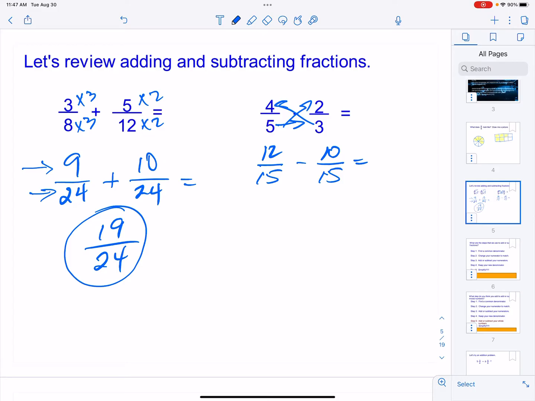So now, we look at our numerators, and instead of adding our numerators, we're going to subtract them. So 12 take away 10 gives us 2 over 15, and we ask ourselves the same question. Could I simplify that fraction anymore, or could I divide each of those numbers by a common number? No, you can't. So 2 over 15 is my simplest form.